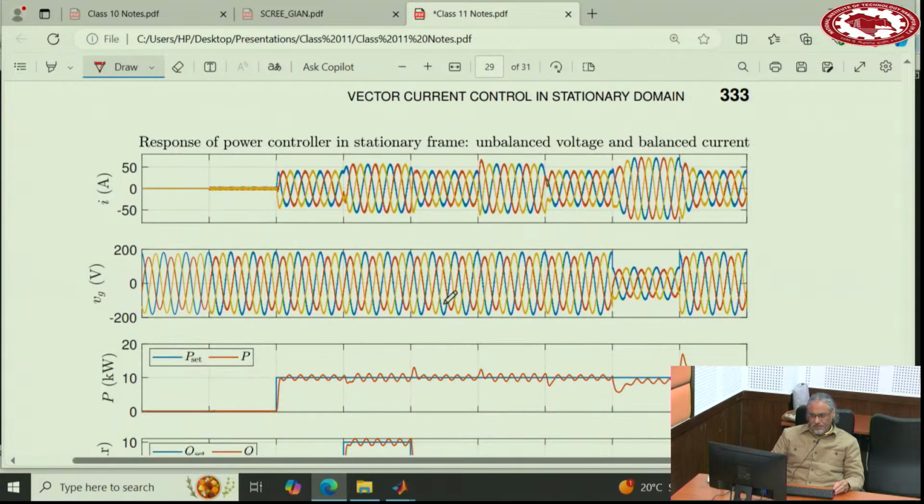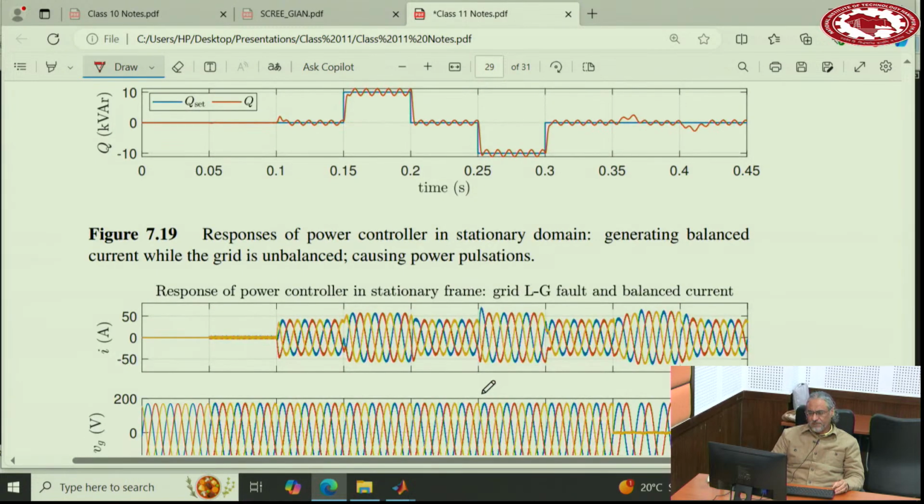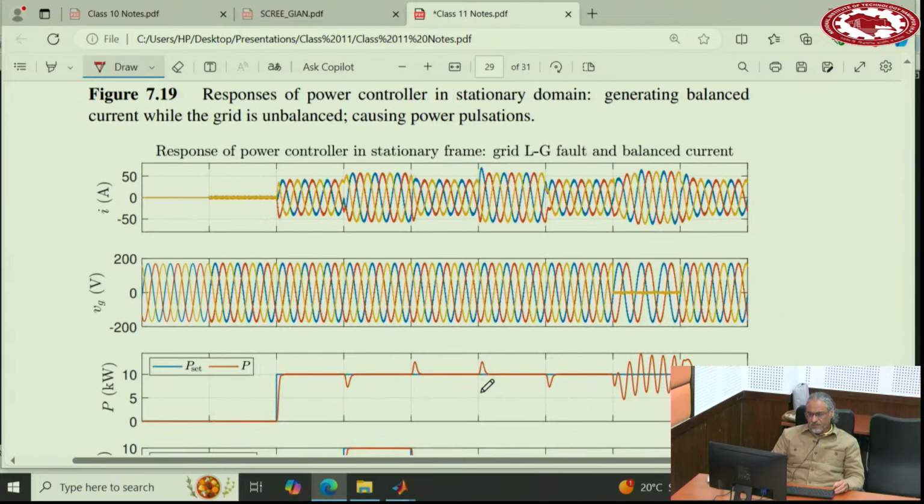In this situation, you immediately see when the grid voltage is unbalanced, but the converter still supplies balanced current. So the converter supplies balanced current, but the grid voltage is unbalanced. So the real power, as far as the average is concerned, follows, no problem. Reactive power too. But there will be pulsations. Both real power and reactive power will have double frequency pulsations.